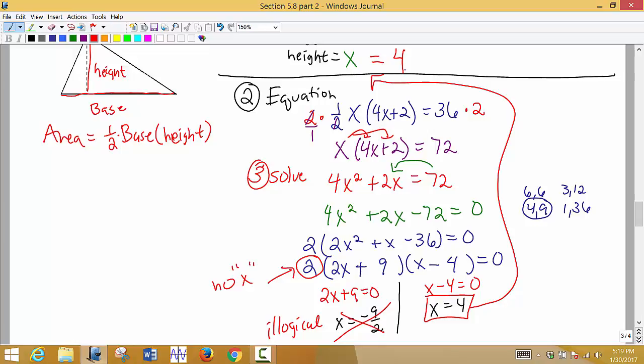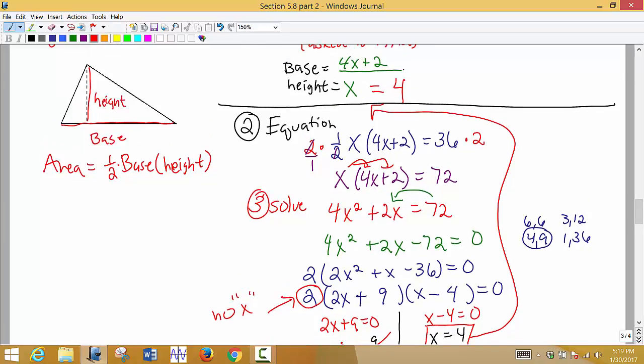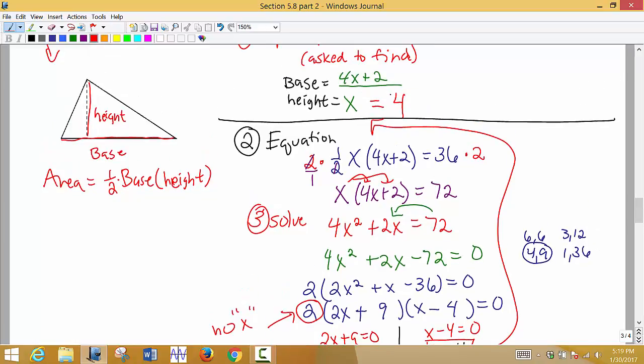How do you find the base of the triangle? Well, that's pretty easy. If you have your representation section, you're going to put 4 in place of x in the expression that represents the base. So the base would be 4 times 4 plus 2. That's 16 plus 2. We get 18. So now we have two positive values for the base and for the height.